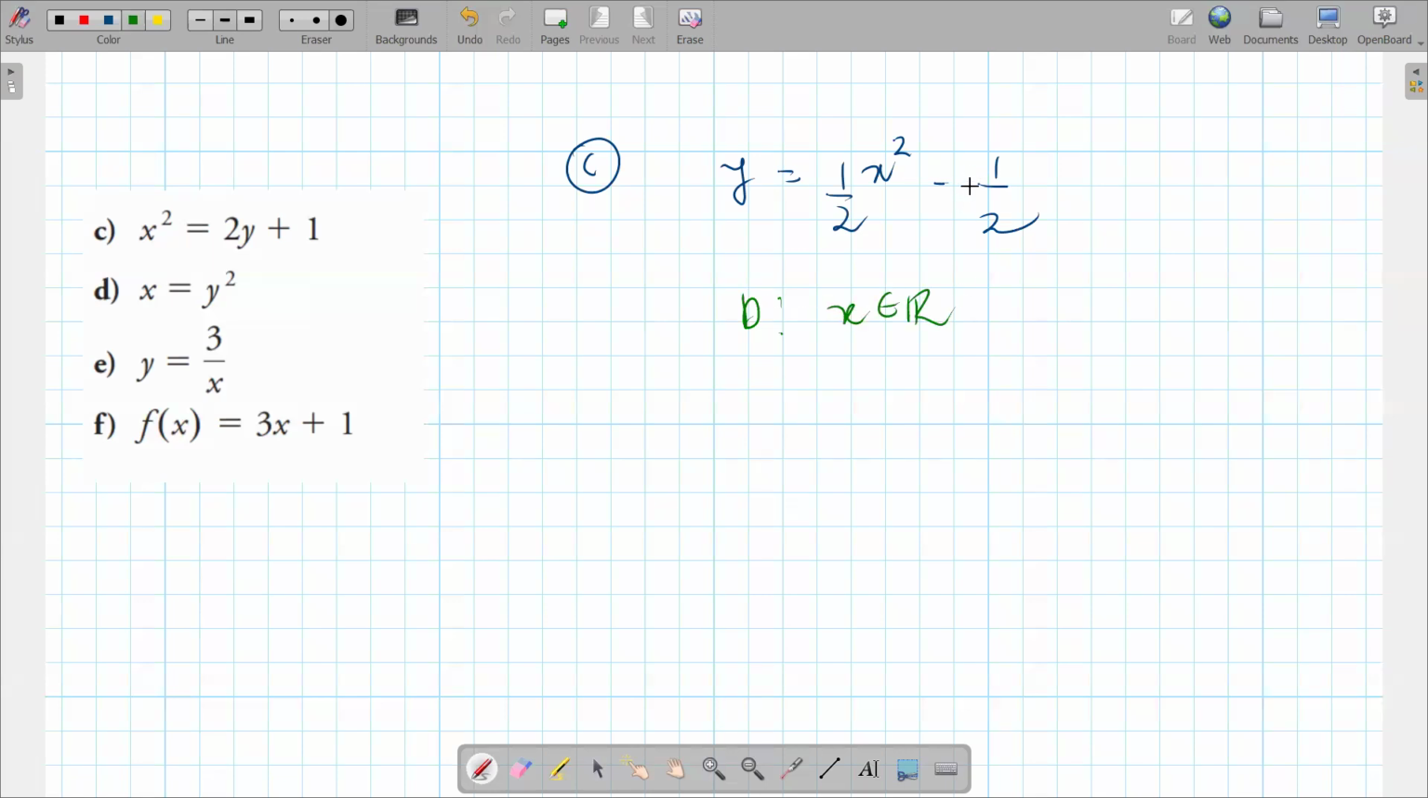Now this function, the range is going to be tricky. How do you find the range of a quadratic? You're looking for the vertex. In a range for a quadratic, you're always looking for the vertex. It's either going to be y is less than something or y is greater than something. In this case, it'll be y is greater than something because it's opening up. So now we have to find the vertex of a quadratic. How do you find the vertex of a quadratic function?